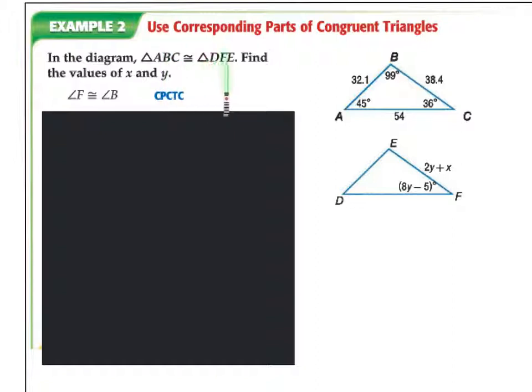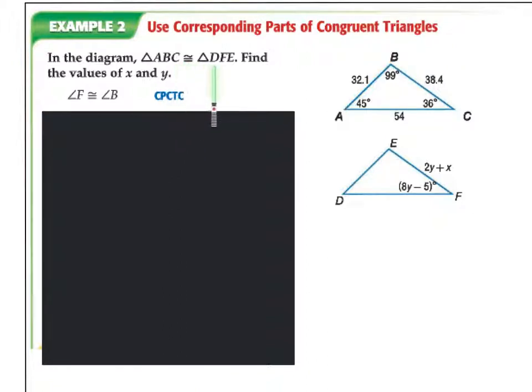ABC and DEF, I know that F and B are the same. Why? Well, first of all, the F lies in the middle location, so the middle location is its buddy. The middle location being the 3-letter system, the letter in the middle. So I wrote here CPCTC.